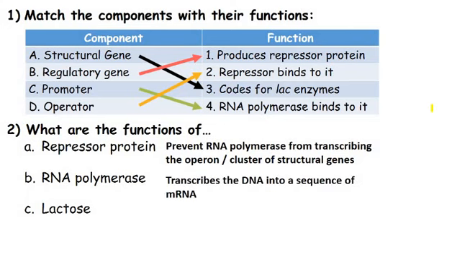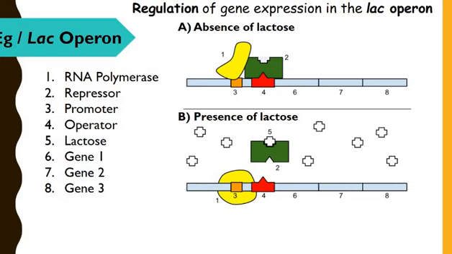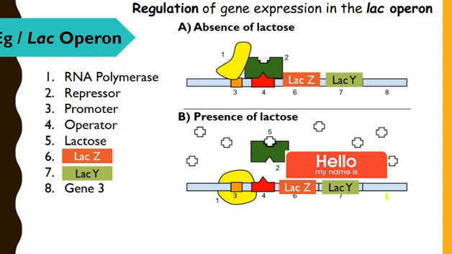RNA polymerase is a protein that transcribes the DNA into a sequence of mRNA, and lactose binds to the repressor protein, causing the repressor to fold and become inactive. It's an inducer molecule. And we can see this diagram again, this time seeing it as the lac operon instead. So in this example, we would have gene 1, 2, 3, but it's the lac Z, lac Y, and lac A. The lac Z and lac Y are the only ones you really need to worry about.